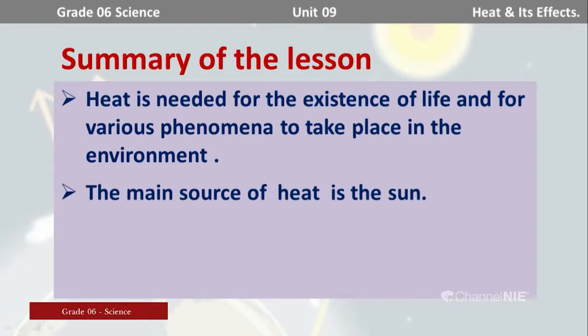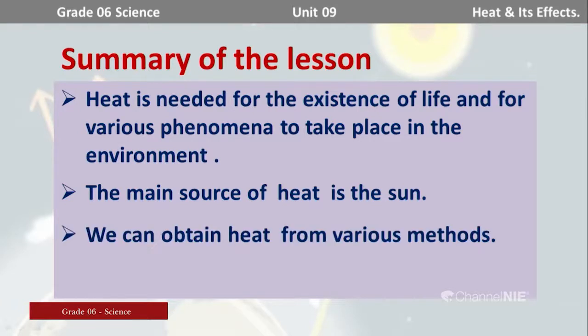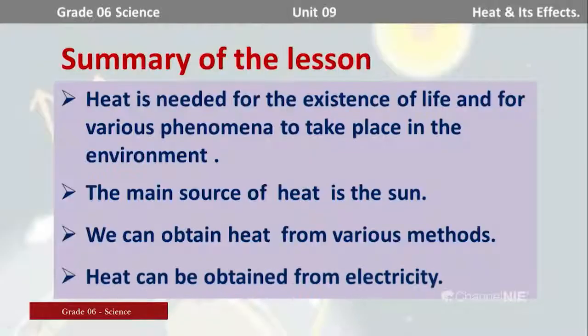Then we learnt that the main source of heat is the sun. The sun is the main source of providing heat to the earth. We can obtain heat from various methods. I think you can remember we discussed different methods of obtaining heat: by combusting fossil fuels, by solar power, by rubbing two substances together, and finally by electricity. Right, those are the methods of obtaining heat. Heat can be obtained from electricity. So, we did an activity, I think you all can remember it.